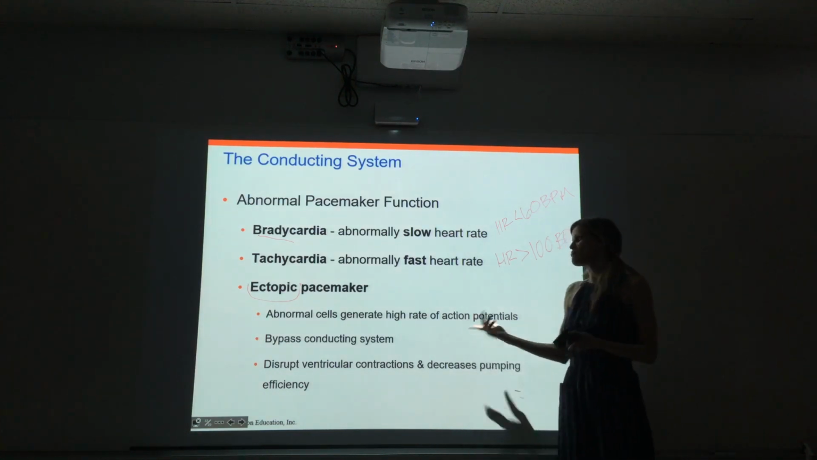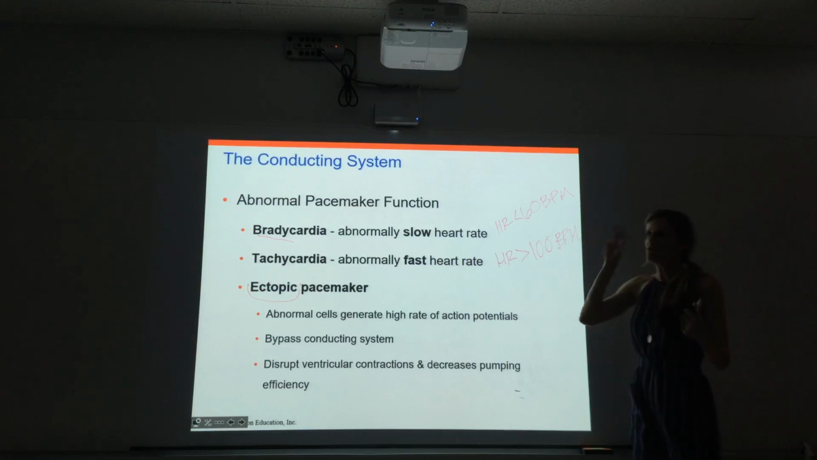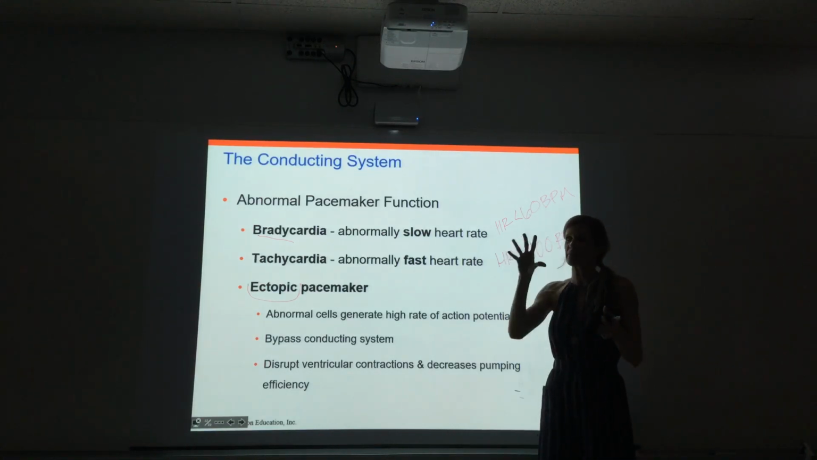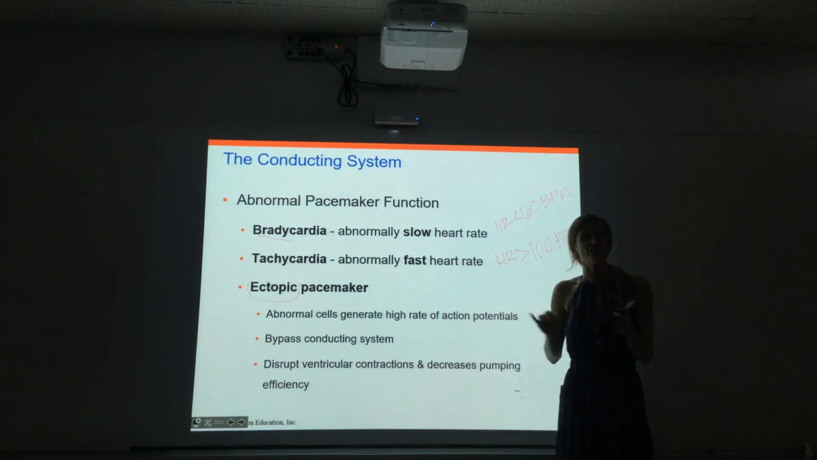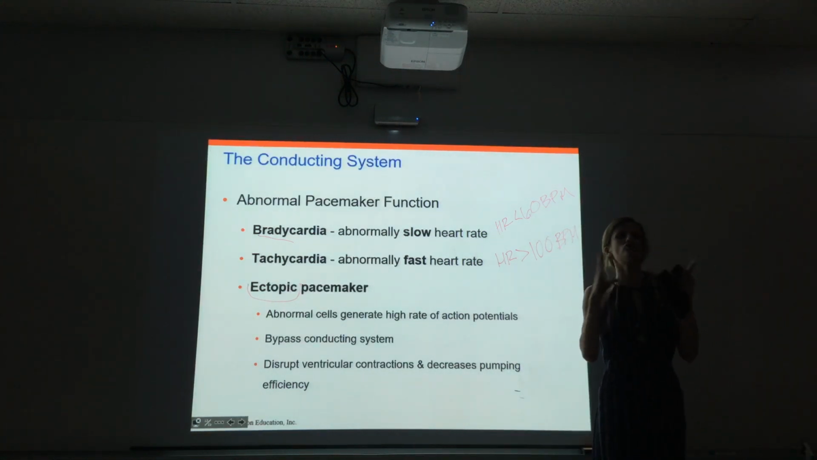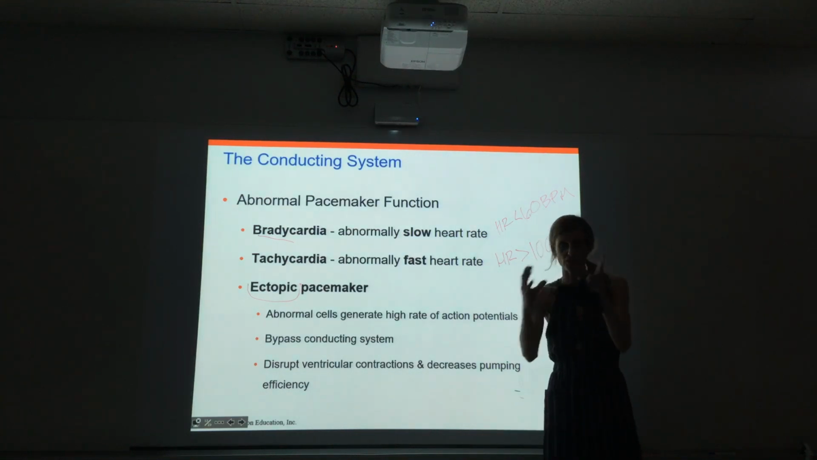So when we have an abnormal cell, like we could have something down towards the apex by the Purkinje fibers, generating impulses really, really, really rapidly, everything else will follow suit. This decreases the efficiency of the heart greatly because one, it's going way too fast. When the heart's beating way too fast, it doesn't have time to actually fill up fully with blood and eject it fully.